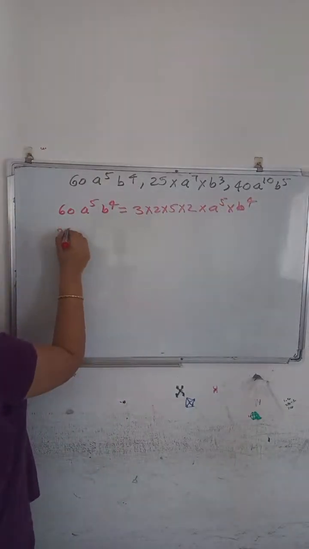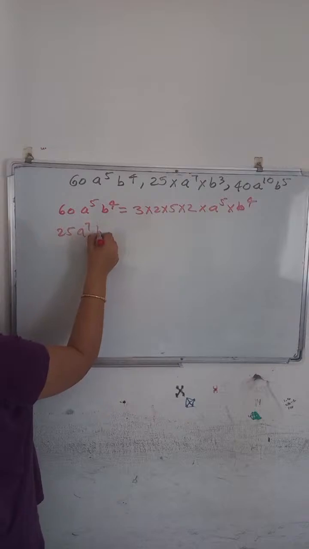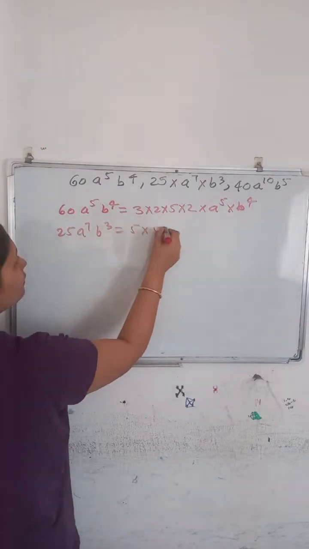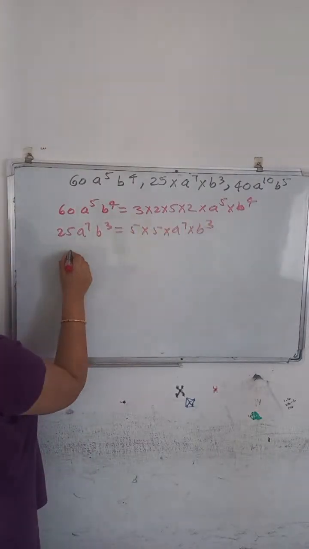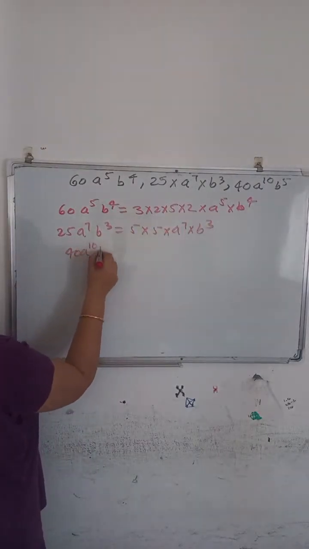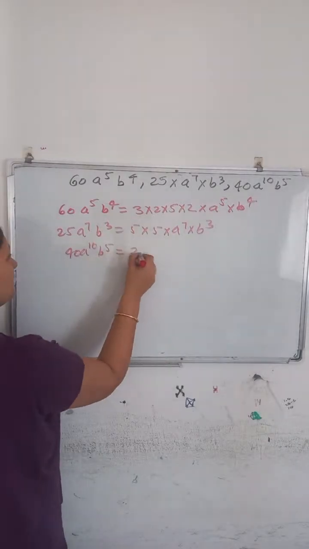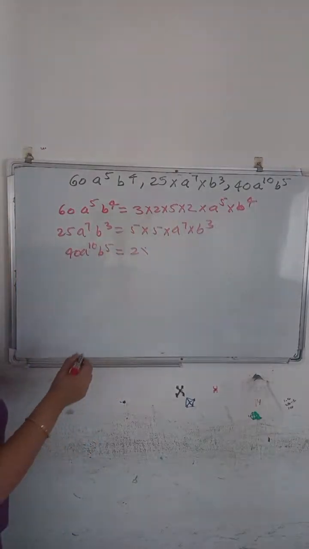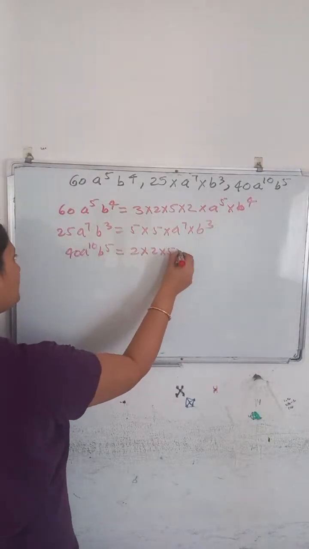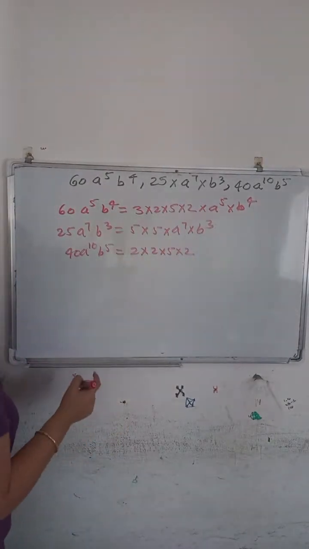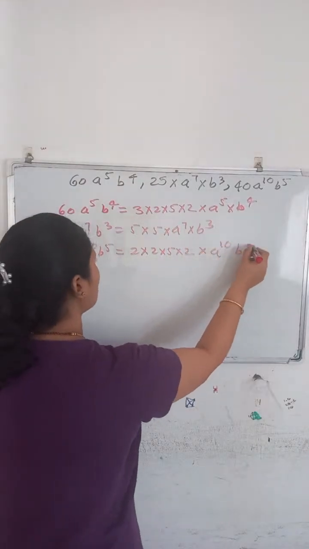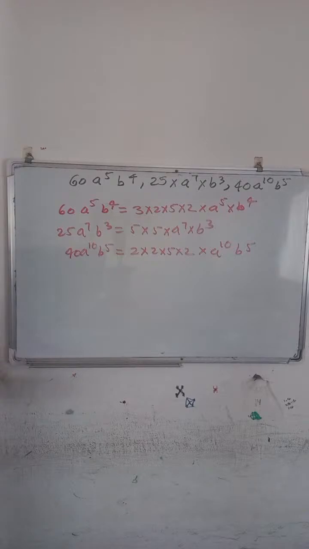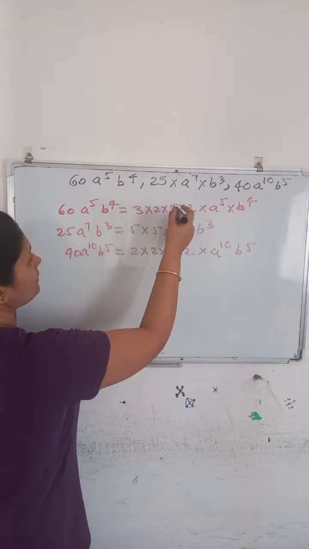Now next is 25 a raised to 7 b cube, that is 5 into 5 into a raised to 7 and b cube. And 40 a raised to 10 b raised to 5, 40 is 2 into 2 into 5 into 2, into a raised to 10 and b raised to 5. Now check which factor is common in all three terms, that is 5.